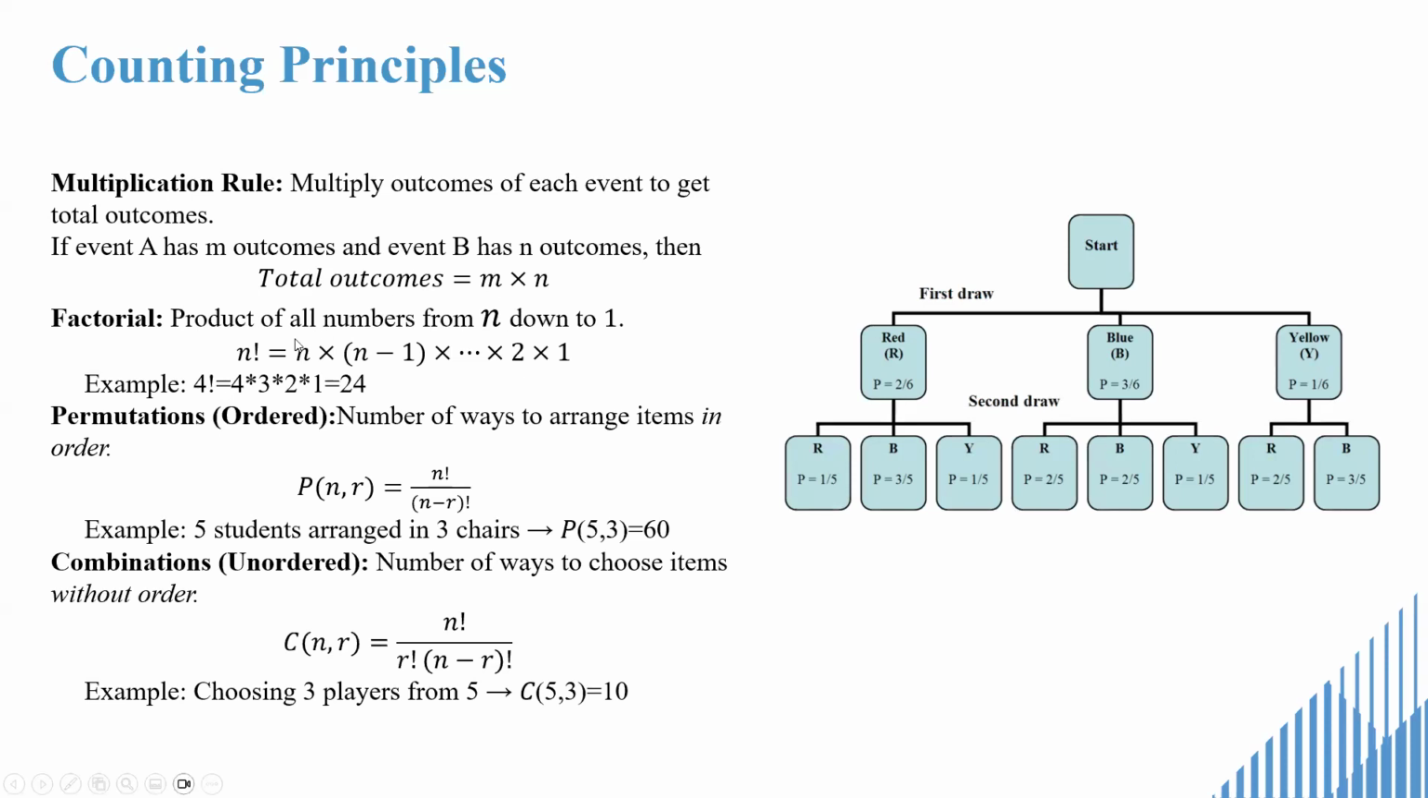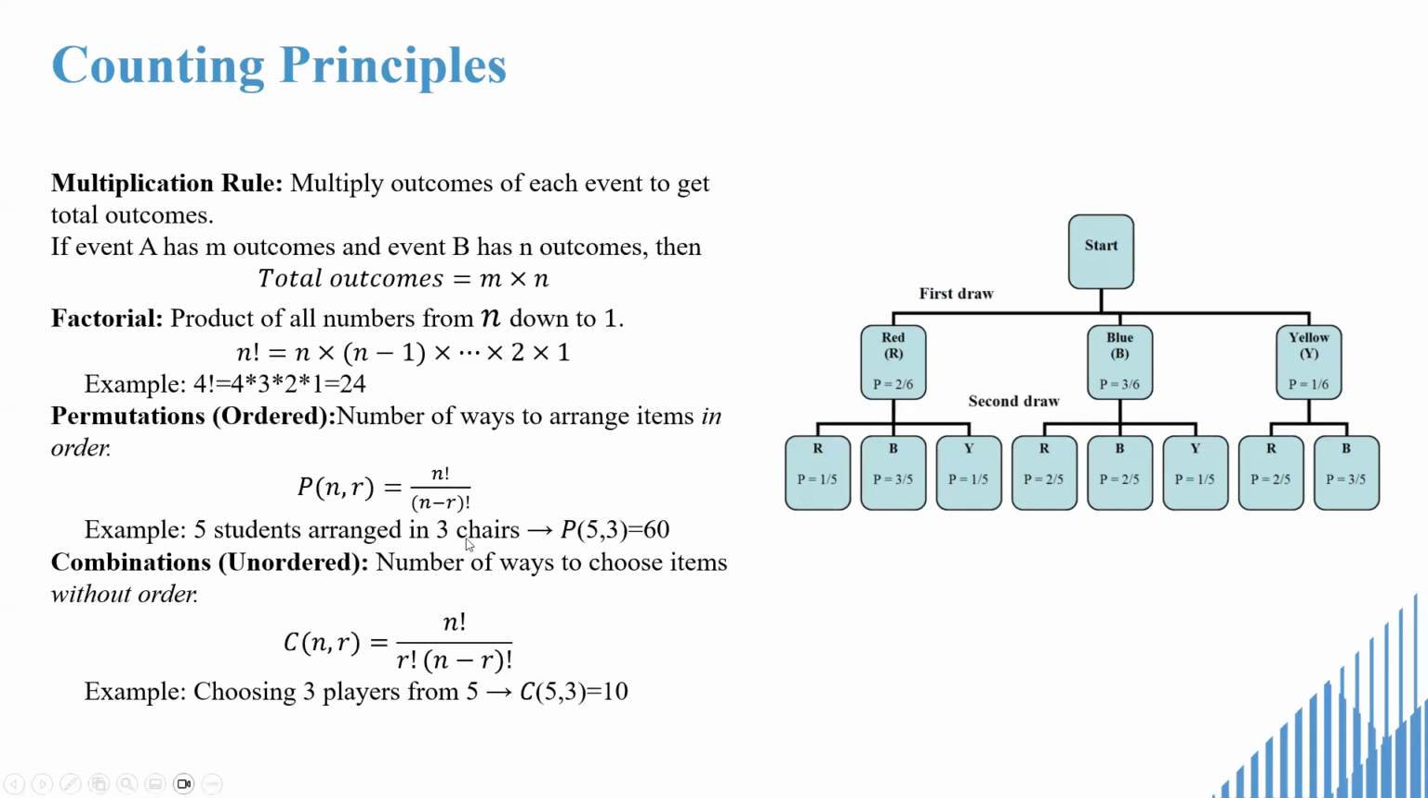Then we have factorial: the product of all numbers from n down to 1. So you have, like, 4 factorial. Factorial of 4 is equal to 4 times 3 times 2 times 1, which is equal to 24. And we have another very important topic, permutations and combinations. Permutation is the number of ways to arrange items in order. This word is very important: in order. If the order matters for you, you will use permutation.